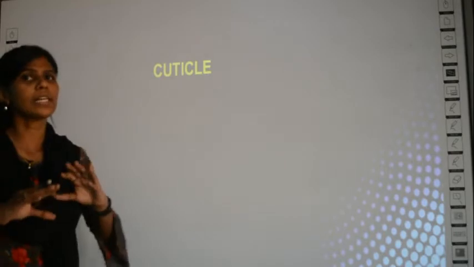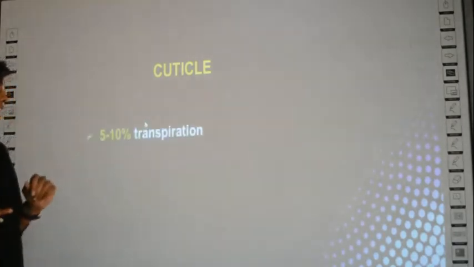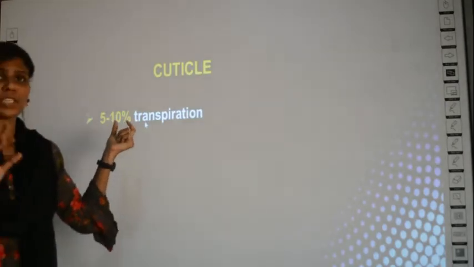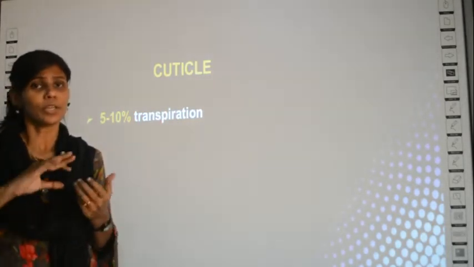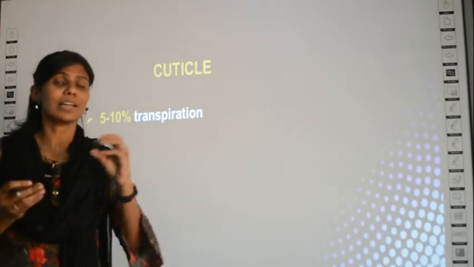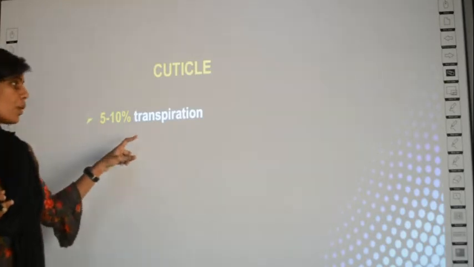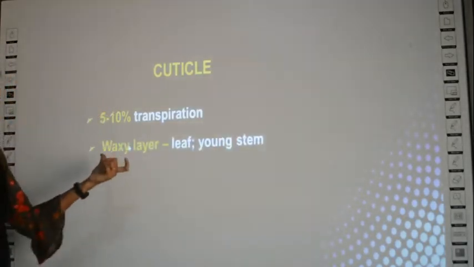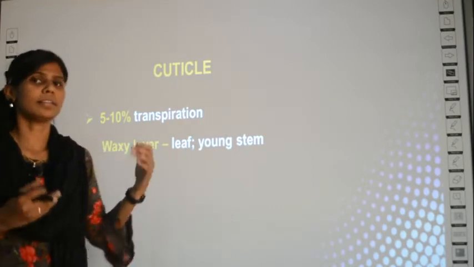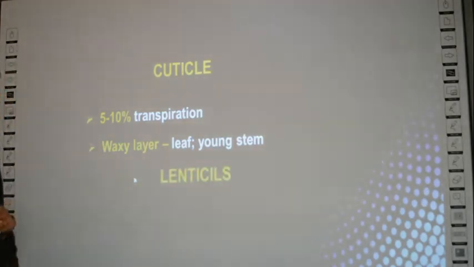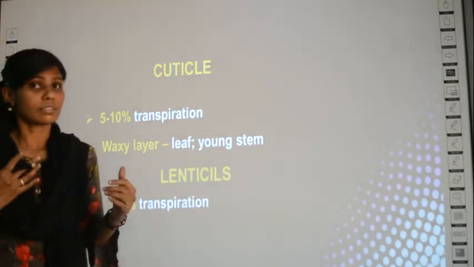And then about the cuticle. What is cuticle? Through the cuticle also, I told you, there is transpiration. How much percentage of transpiration? 5 to 10% of the transpiration is through the cuticle of the leaves. Where is the cuticle? The cuticle is the waxy layer. Leaves appear to be shiny, right? That waxy layer found on the leaves is the cuticle. It is a waxy layer present on the surface of the leaf, and in the young stem also you can see the cuticle.